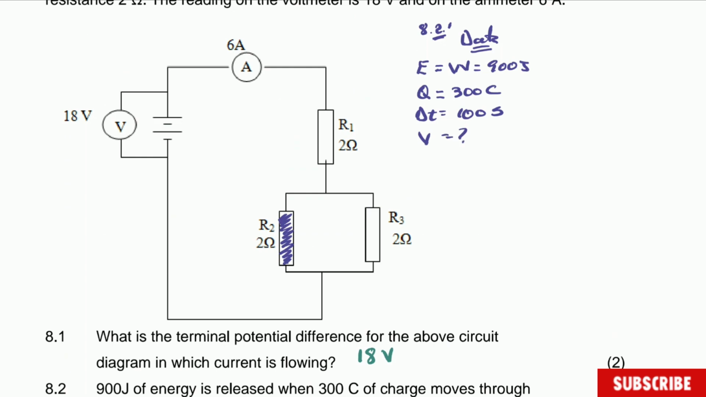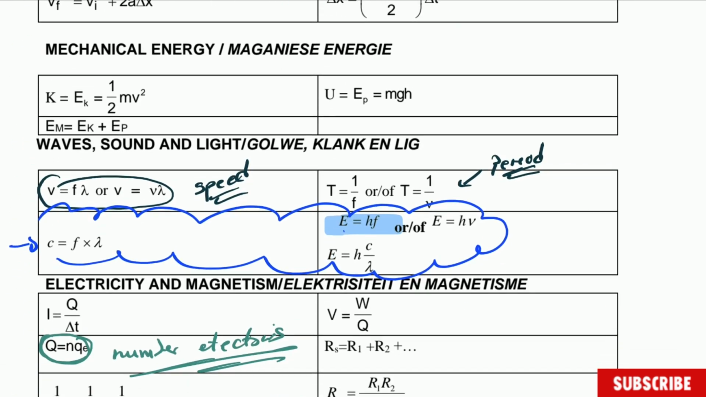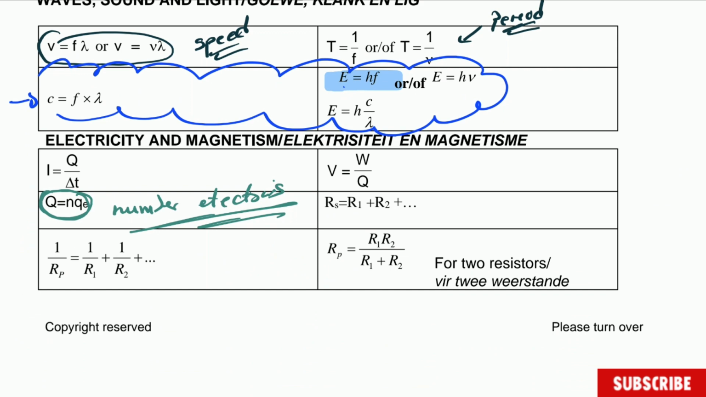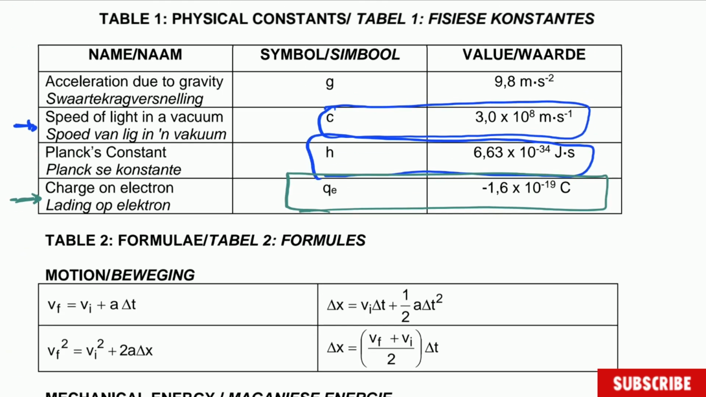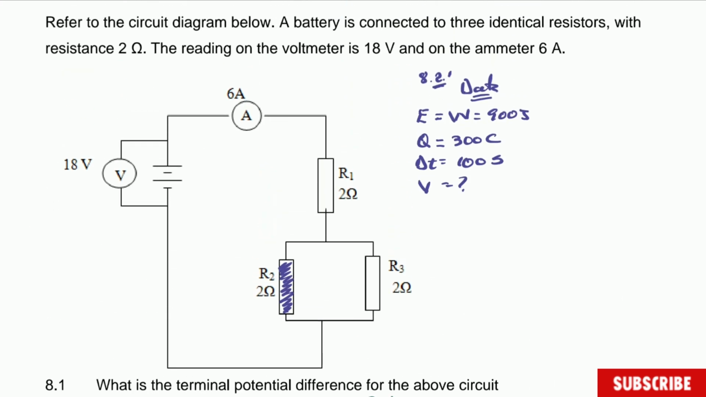Guys, let's go to the formulas, which are just here below. So the formulas that we are going to use for electric circuits are here. And look here guys, this formula is for potential difference. That formula there is for potential difference, and this is the one we are going to use in this specific question.